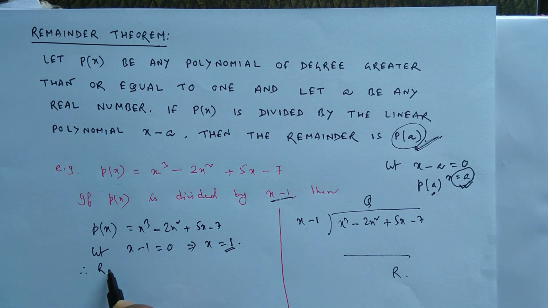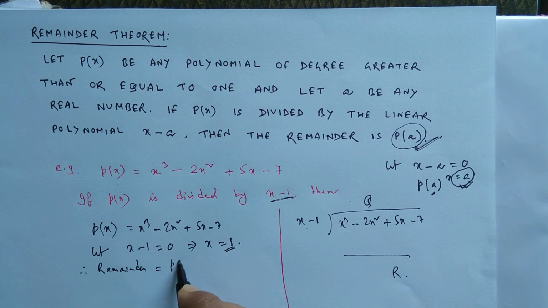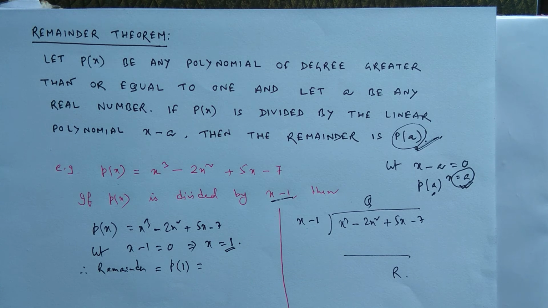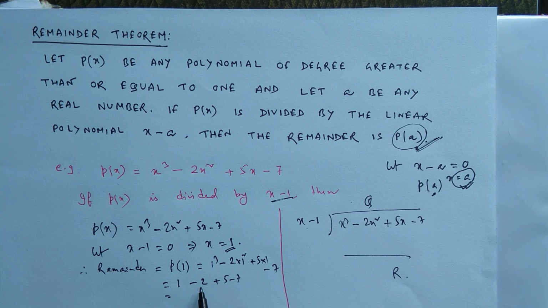Therefore, by the remainder theorem, remainder will be equal to p of 1. This p of 1 is the remainder. Now put 1 in the polynomial, so x is replaced by 1 on the right side also. So it will be 1 cube minus 2 into 1 square plus 5 into 1 minus 7. This is equal to 1 cube is 1, 2 ones are 2, plus 5 minus 7. 1 plus 5 is 6, 6 minus 9 is minus 3, which is the required remainder.